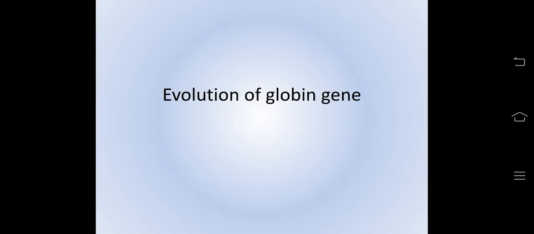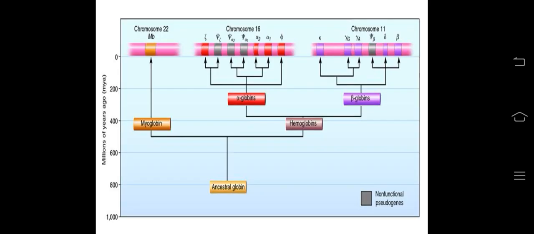And evolution of globin gene. We are going to learn about evolution of globin genes. Chromosome 22 MB, chromosome 16, chromosome 11, myoglobin, alpha globins and beta globins, hemoglobins, ancestral globin, non-functional pseudogenes. Ancestral globin turned to myoglobin and hemoglobin. This hemoglobin is of 2 types, which are the alpha globins and beta globins.